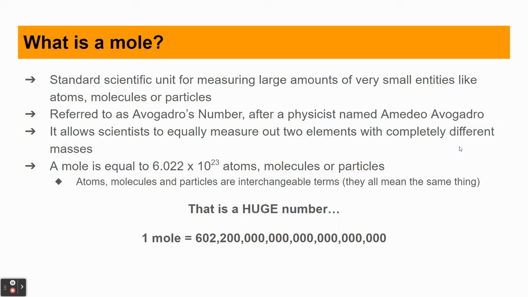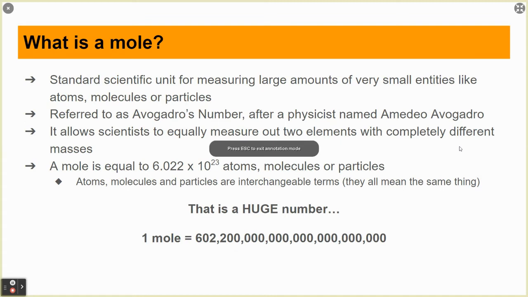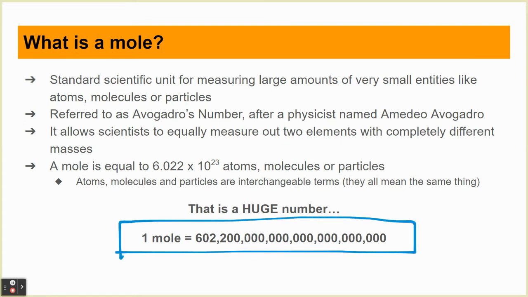So, in summary, what is the mole? What is it equivalent to? A mole is equivalent to 6.022 times 10 to the 23rd power atoms, if we're talking about atoms, molecules, if we're talking about molecules, or particles, if we're talking about particles. And that number is huge. If we stretch it out, 1 mole is equal to 602,200,000,000,000,000,000,000 of something. And that is a very, very huge number.